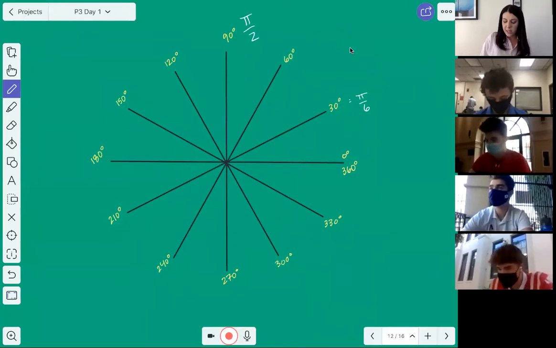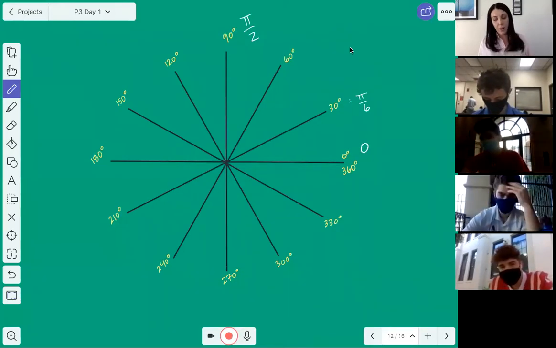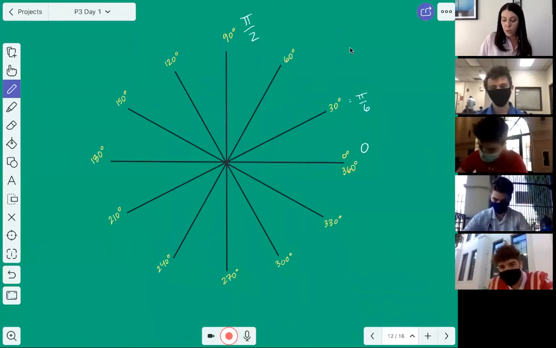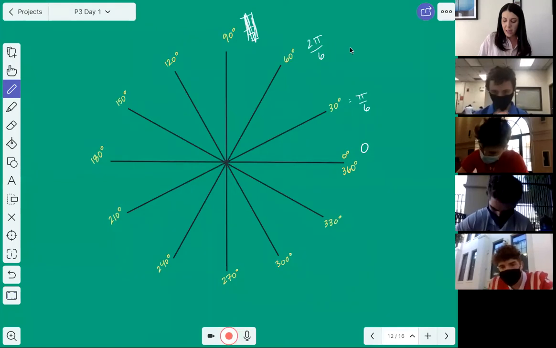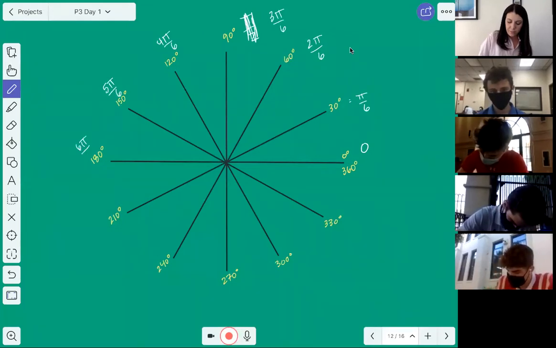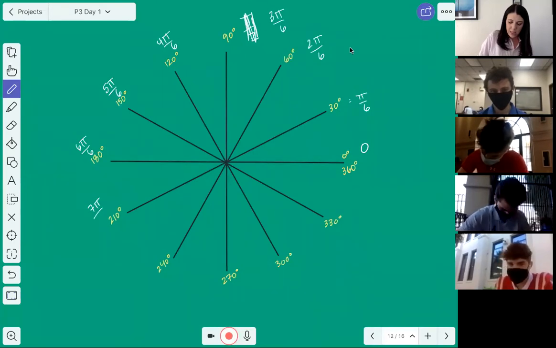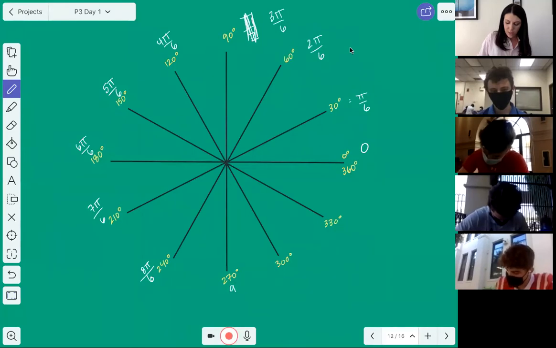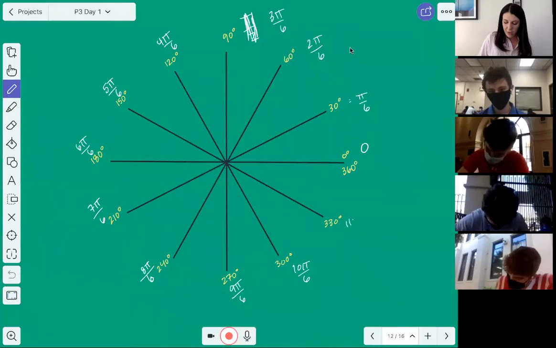So we start at 0, that's 0 pi over 6. Then 1 pi over 6, we're going to do the same thing we did for our pi over 4. So 2 pi over 6. Let me erase this real quick. We'll come back to that. 3 pi over 6, 4 pi over 6, 5 pi over 6, 6 pi over 6, 7 pi over 6, 8 pi over 6, 9 pi over 6, 10 pi over 6, 11 pi over 6, and 12 pi over 6.